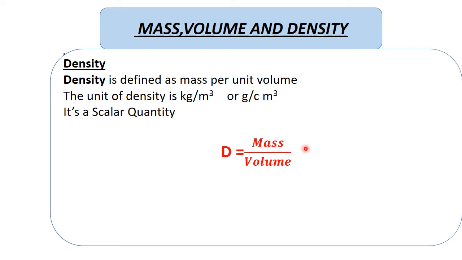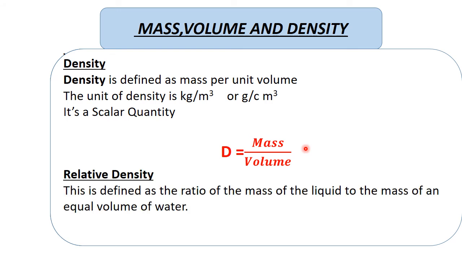So we're going to cruise into the last concept, which is called relative density. Relative density is defined as the ratio of the mass of the liquid to the mass of an equal volume of water. So if they have asked you to find the relative density of this liquid, you just get its mass and then you divide it by the mass of an equal volume of water.